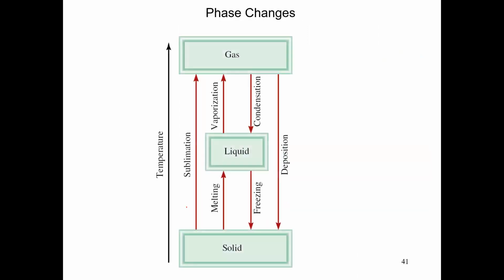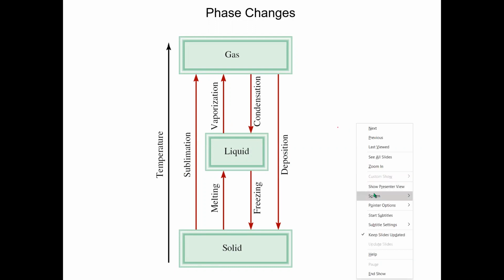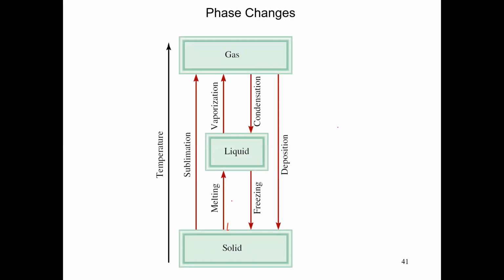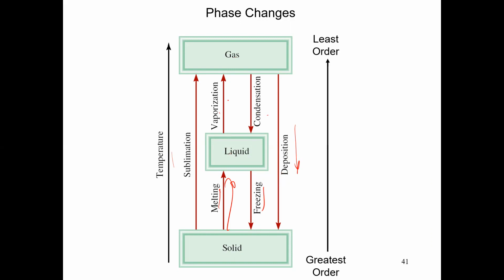So let's continue here. Now, this is a summary of the phase changes that I was talking about in the previous part. If you go from a solid to a liquid, this is called melting, with freezing the other way. Liquid to a gas is vaporization, with condensation the other way. This is called deposition this way, sublimation that way. And basically those are the transitions between each of these different states.